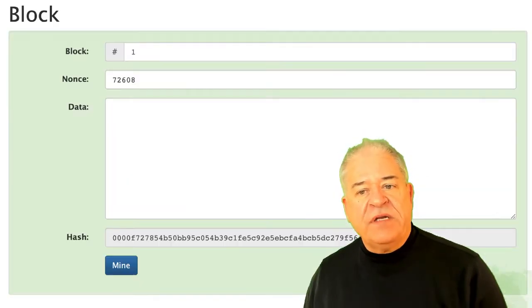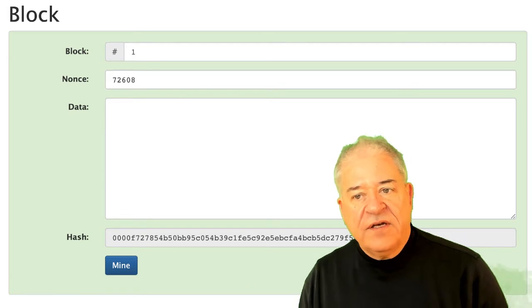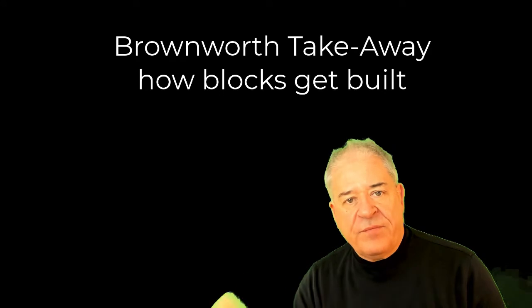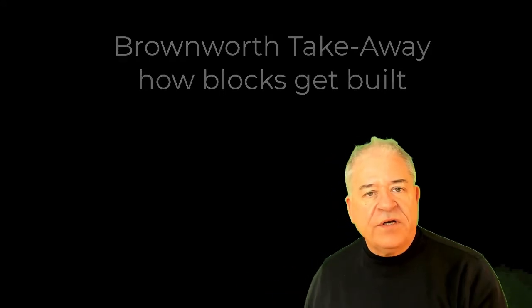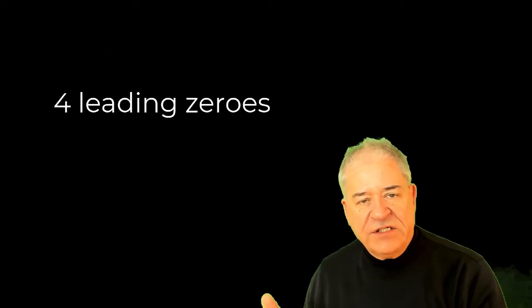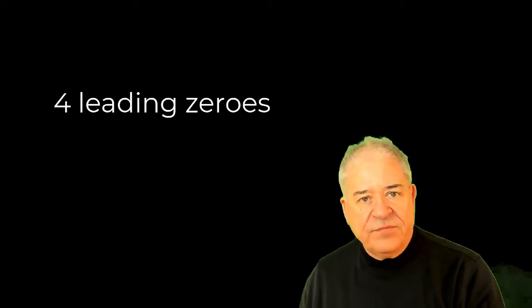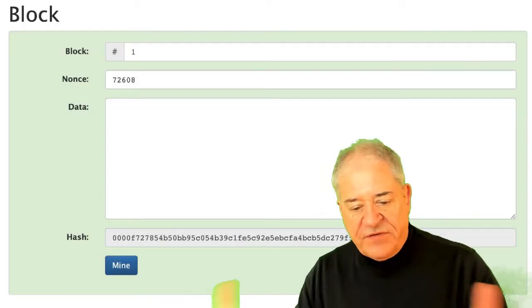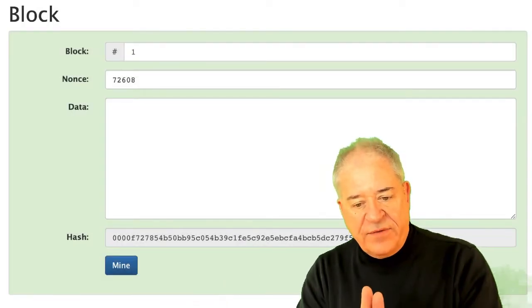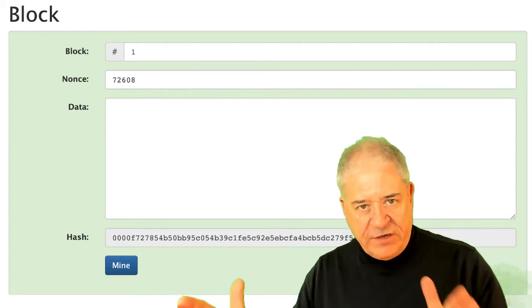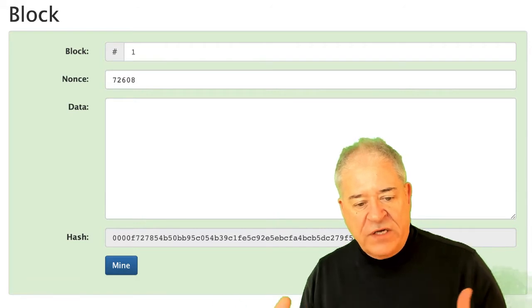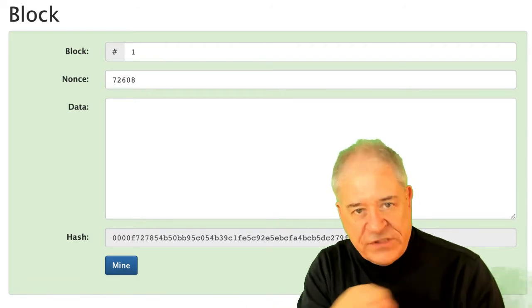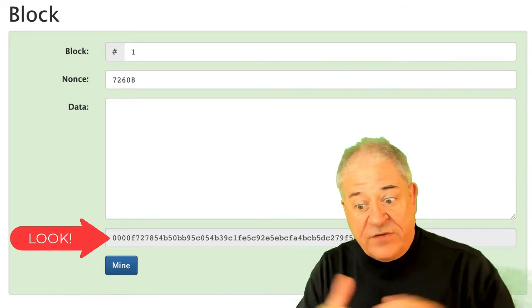After hashes, we'll meet blocks, and then nonces, and then signings, and the idea of mining. So the first takeaway from Brownworth's video is how blocks get built. At this point, you'll hear Anders talk about hashes that start with 4 leading zeros. This just means that the hash, the 256 bits, or the 64 hexadecimal characters, that is the hash, the fingerprint, we're trying to find ones that happen to start with 4 zeros. Okay? So it's a subset of all the possible hashes.